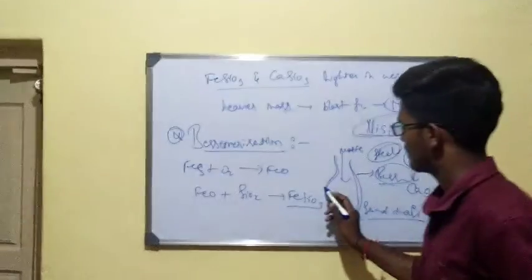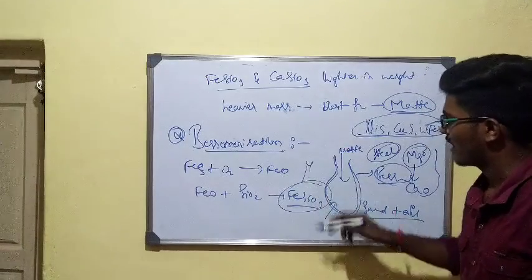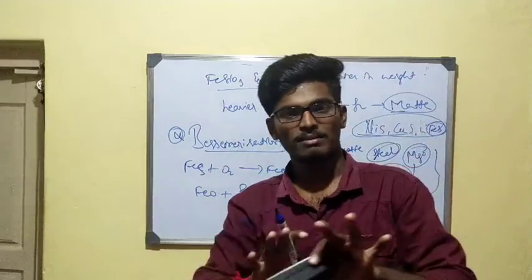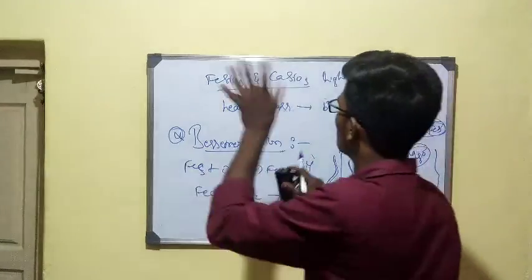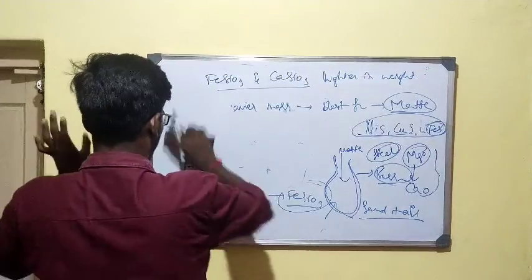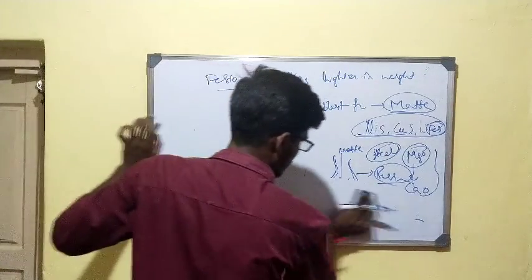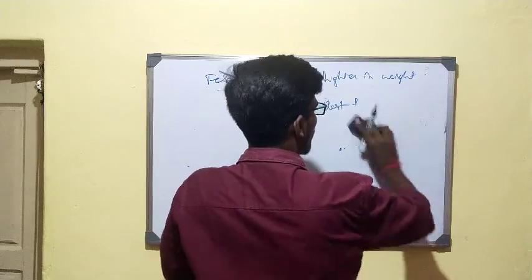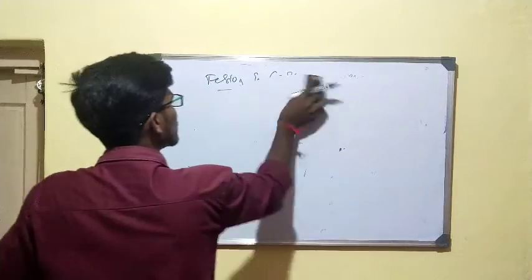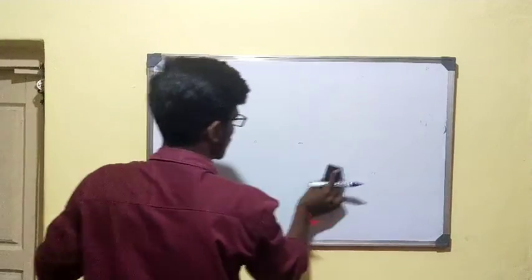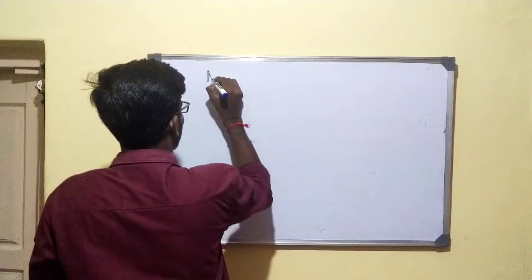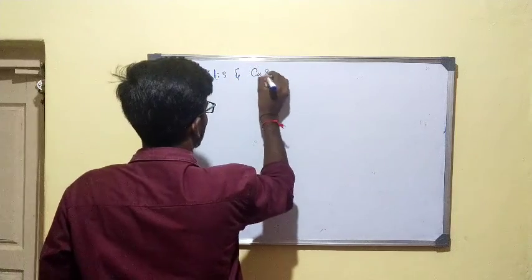Now, this FeSiO3 is a fusible slag. This fusible slag can be easily skimmed off. Now, after the Bessemerization process, almost all the iron sulfide is skimmed off or removed by several principles of metallurgy. Now, you are left with nickel sulfide and copper sulfide.